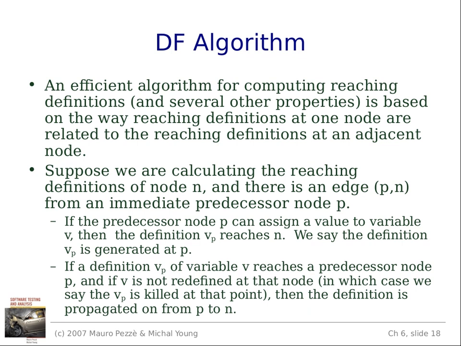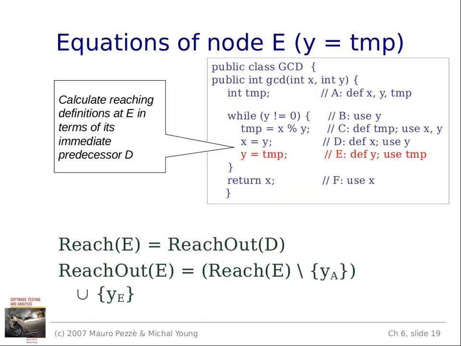Suppose we're calculating the reaching definition of node n and there is an edge from an immediate predecessor p of n. The thing to keep in mind is that if the predecessor p can assign a value to a variable v, then the definition v_p reaches it. So we say the definition v_p is generated at p. If the definition v_p of variable v reaches the predecessor node and v is not redefined at that node, then the definition is propagated. All right, again, a picture I think really helps out with what's going on.